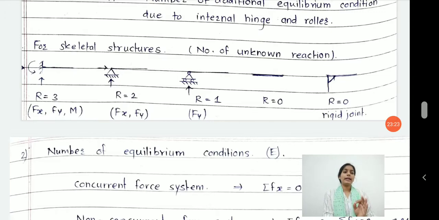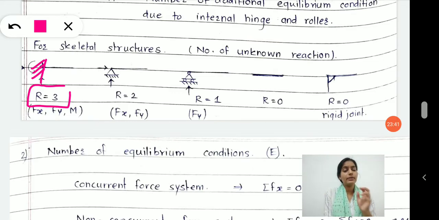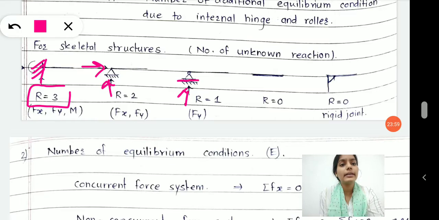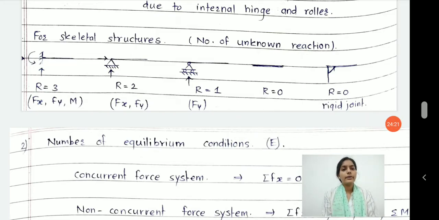Now I am giving you an idea about the reactions with respect to support condition. If you have a fixed support, as we have discussed already, you have 3 reactions. How 3 reactions? Vertical, horizontal and moment. Why 3 reactions? Because in 3 directions we are restricting our structure from movement. Next is hinge support. Hinge support comes with 2 reactions, vertical and horizontal. Roller support has only 1 reaction, perpendicular to the roller. If you have a free end, the reaction will be 0. If you have rigid joints, the reaction will be 0, right? So that is the reactions according to the support conditions.